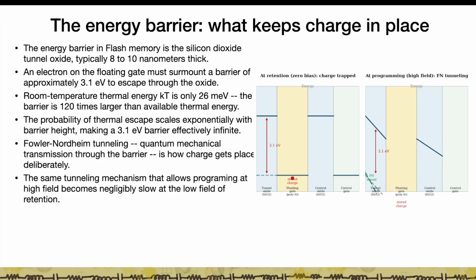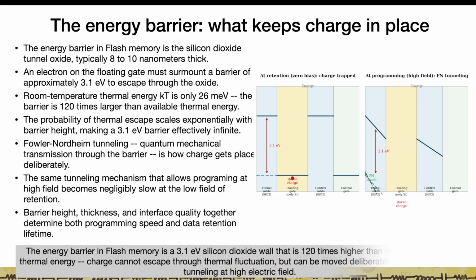The oxide barrier is still there, but its effective width at the electron energy level is now thin enough for quantum mechanical tunneling to occur at a measurable rate. The green dashed line is the Fowler-Nordheim tunneling path. Electrons are not going over the barrier, they're going through it. Now, the tunneling mechanism is what makes flash programmable, and the enormous sensitivity of tunneling rate to electric field is what makes the same oxide both an impenetrable barrier at retention and a conducting channel on command.